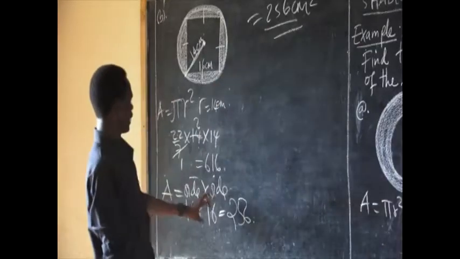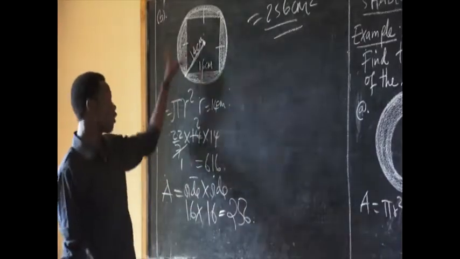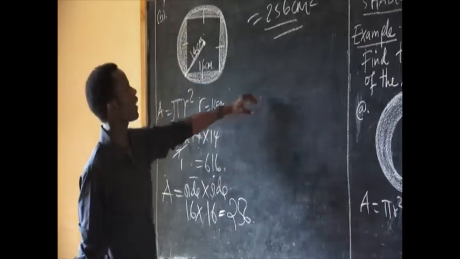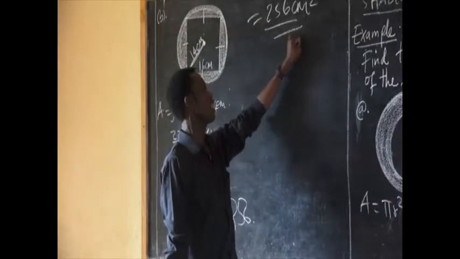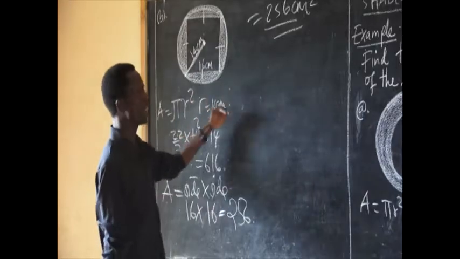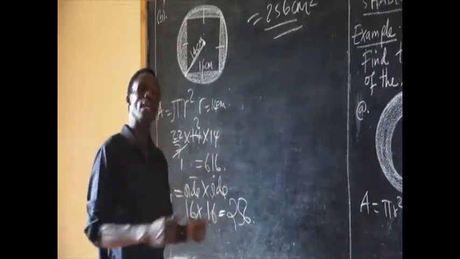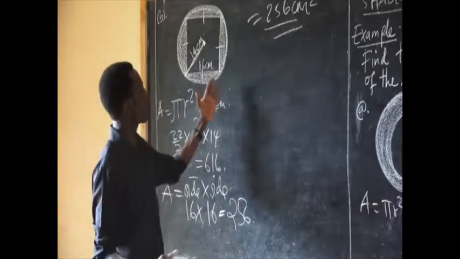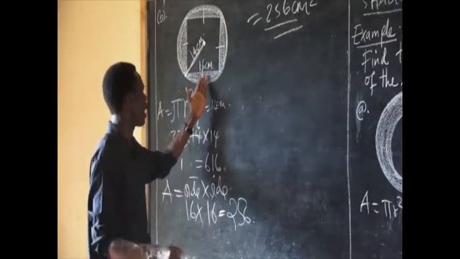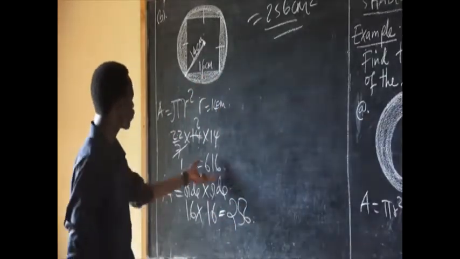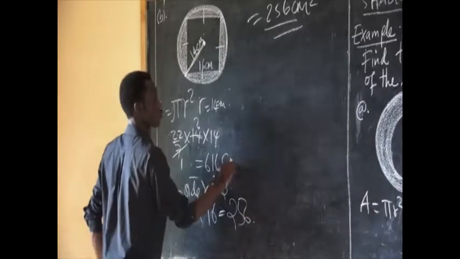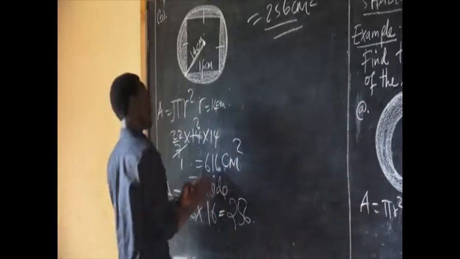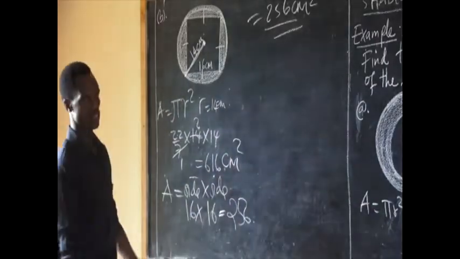So you have got the area of the whole shape, and you have got the area of the unshaded shape. Now you just want to remain with the shaded part. You subtract 256 from 616 centimeters squared.